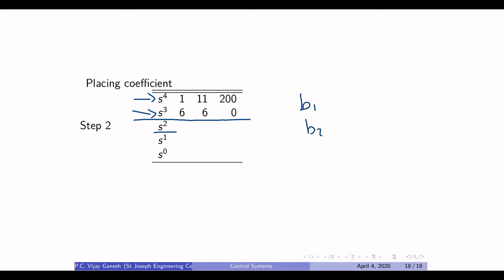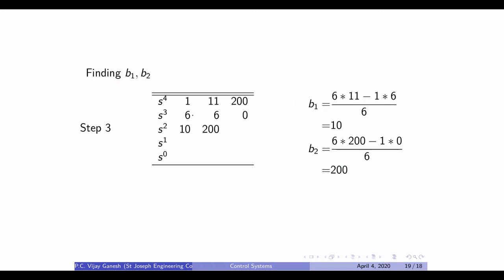In order to find the value of B1, I have to multiply 6 into 11 minus 1 into 6, divided by 6. That's the formula we have. So we will get the value as 10. Similarly, we can find the value of B2, which is 6 into 200 minus 1 into 0, divided by 6. So we will get the value as 200. So we will fill 10, 200, 0 in the S square row.